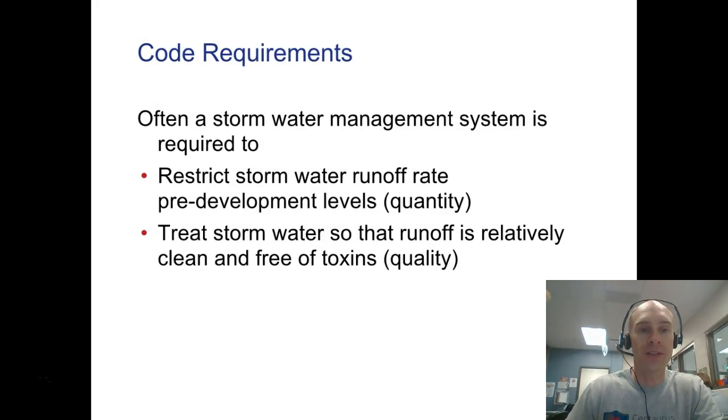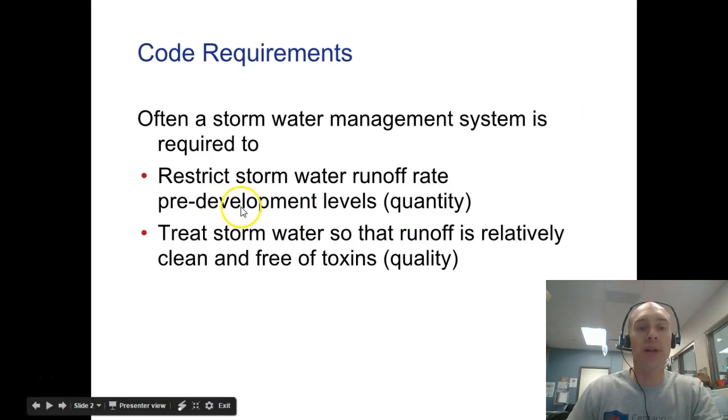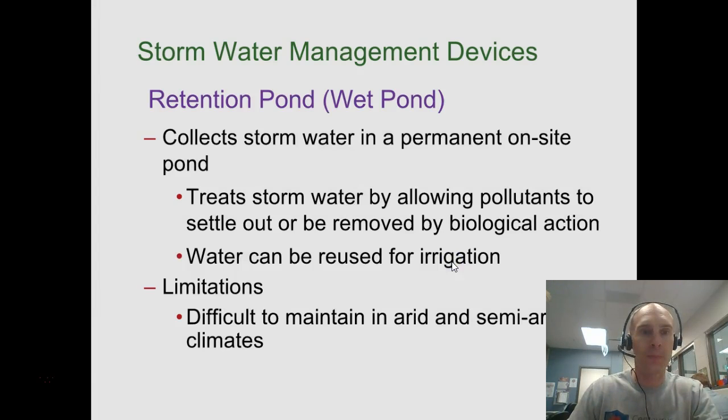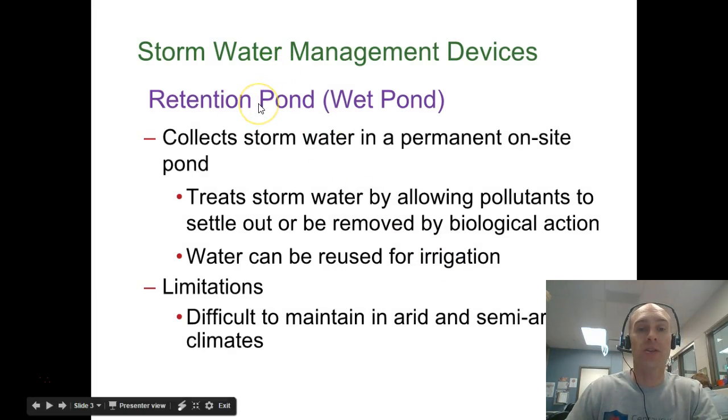A stormwater management system is often required to restrict stormwater runoff rate to pre-development levels. And so you're going to learn more about that coming up, and to treat stormwater so that runoff is relatively clean and free of toxins. So there's quantity code requirements and quality of water runoff code requirements. Stormwater management devices, there are two options here.